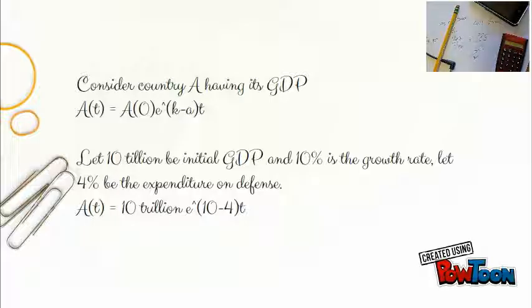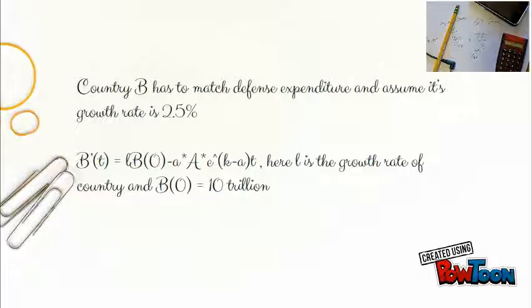Consider country A having its GDP A(t) = A0 times e raised to the power (k - a) t. Let 10 trillion be the initial GDP and 10% be the growth rate of country A. Assume 4% of the GDP is the expenditure on defense. A(t) is equal to 10 trillion times e raised to the power 0.06t. Country B has to match defense expenditure and assume its growth rate is 2.5%.